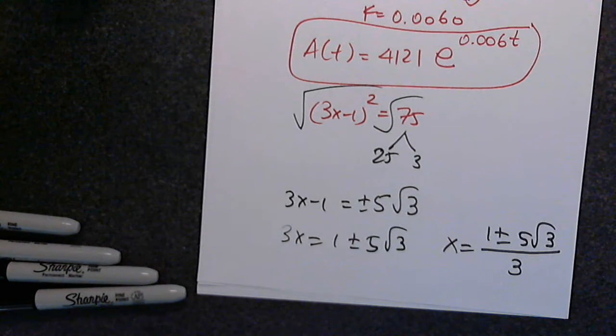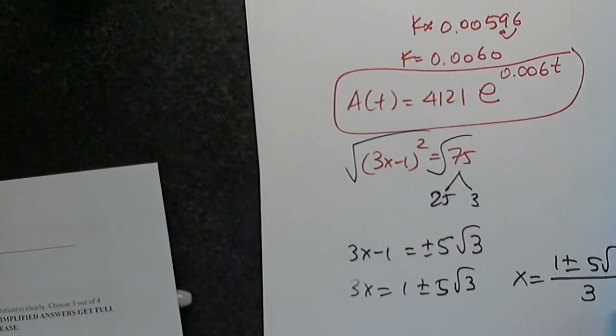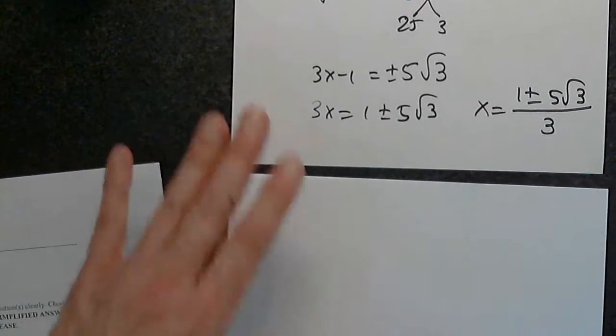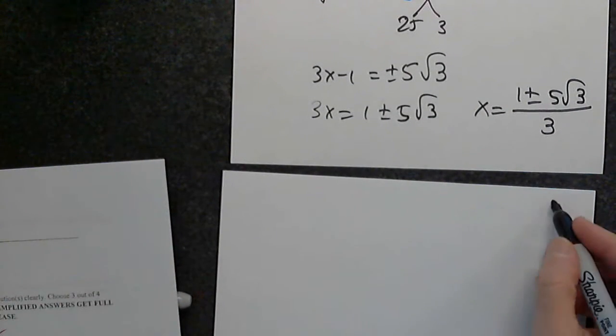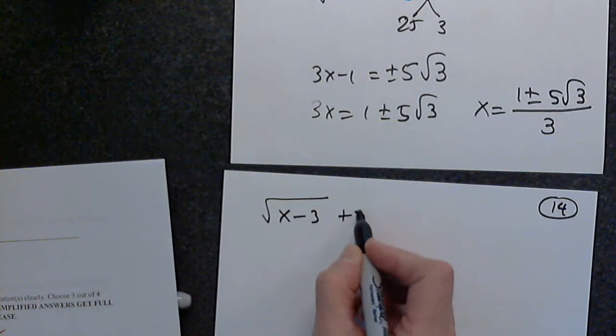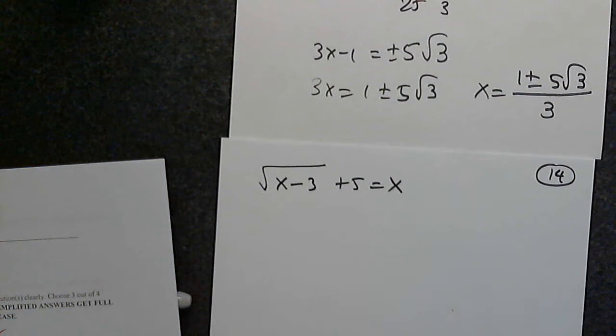Which problem do we want to look at? 1C, 1D. We still have time. 1C. So the square root of x minus 3 plus 5 equals x.